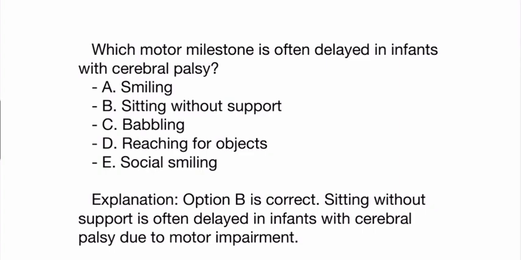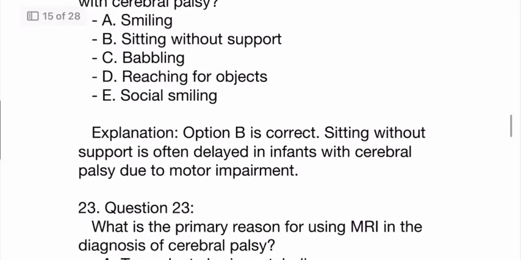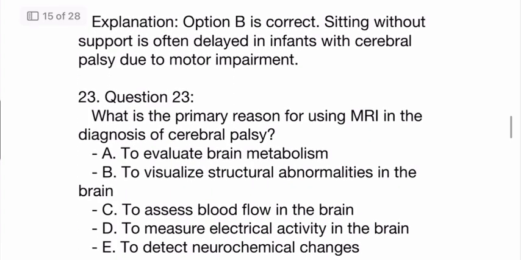Because children normally attain the ability to sit without support by 6, 7 months, somewhere there. So if you have an 8, 10, 12-month-old child who is not able to sit without support, then you're thinking that maybe something is not correct. So usually this is one of the first things that the mother would tell you about their child.